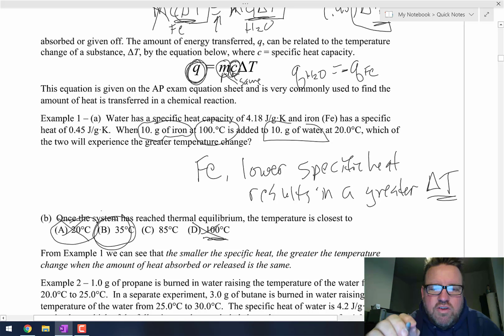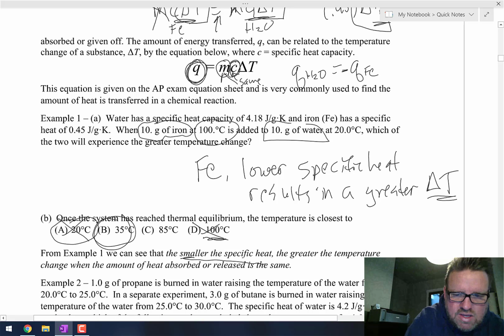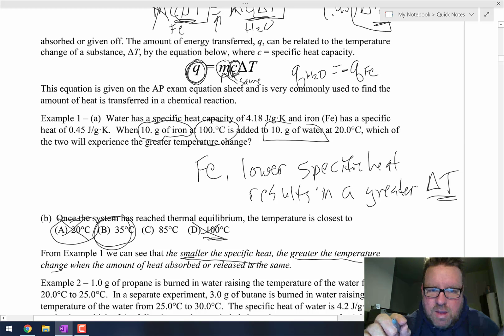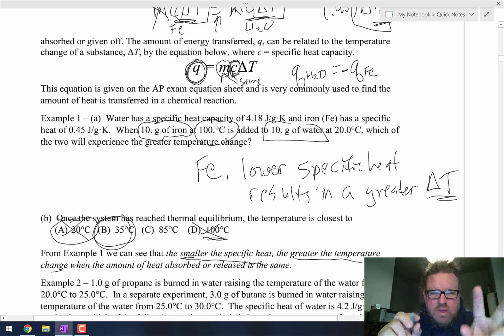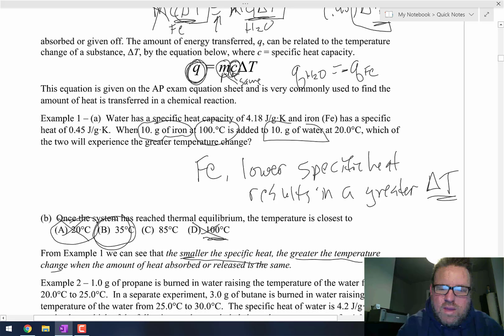So what you should learn from that is that the smaller the specific heat, the greater the temperature change when Q is the same and m is the same. When the mass and the amount of heat transferring is the same, then the temperature change will have to be greater when you have that smaller specific heat. I'm going to make another video and we're going to look over some more examples with this.